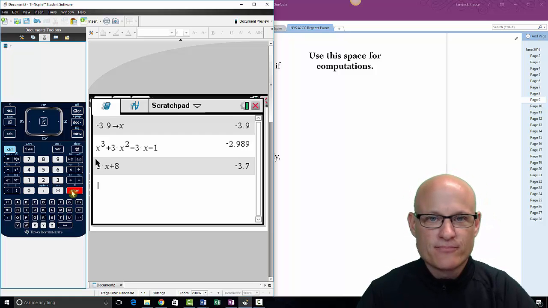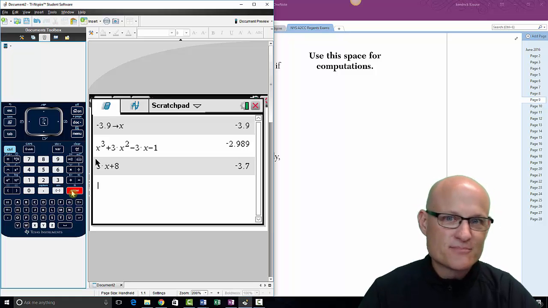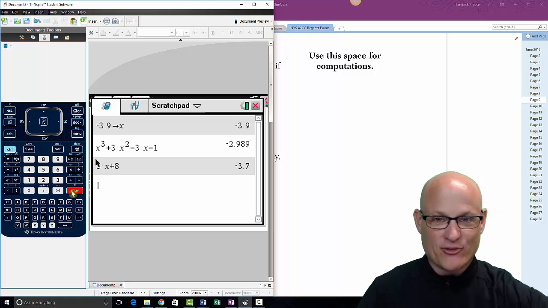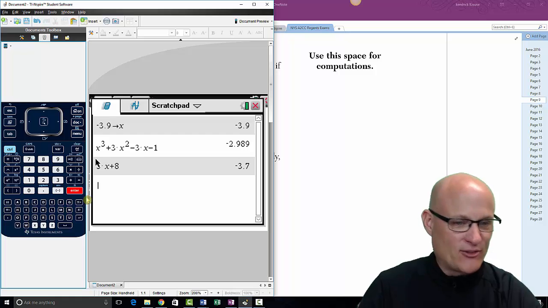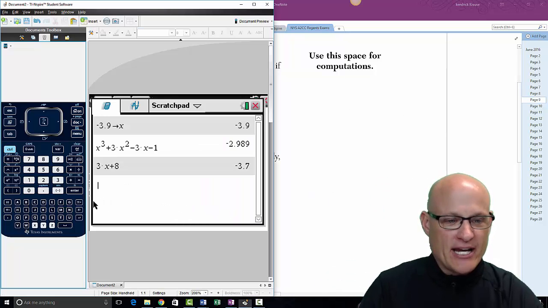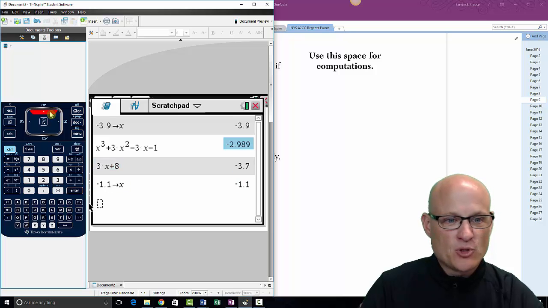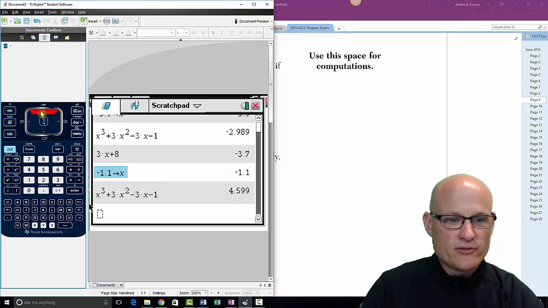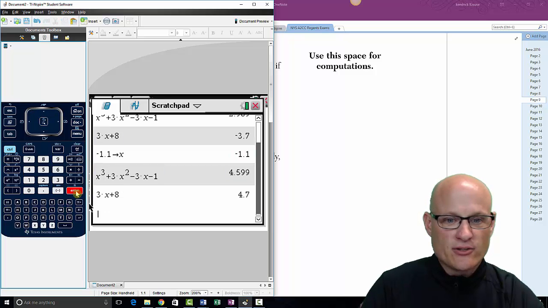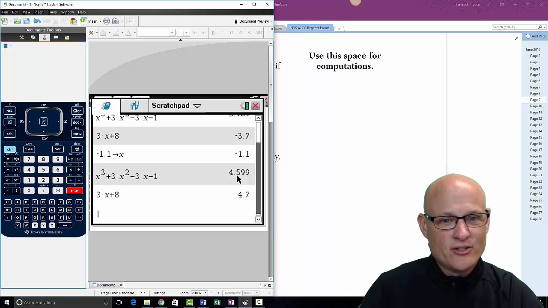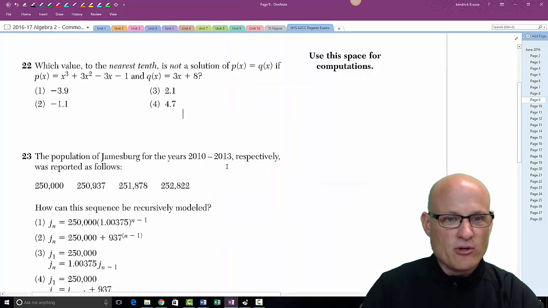They're not right. It's because it's a rounded answer. Check this out. Watch this. We're going to put in negative 1.1. Negative 1.1, control var x. Enter. And we'll do the same thing. We'll go up to this, enter. We'll go up to this, enter. 4.7. Those are at least close, but those aren't right either. They're really close. So let's try the other one.